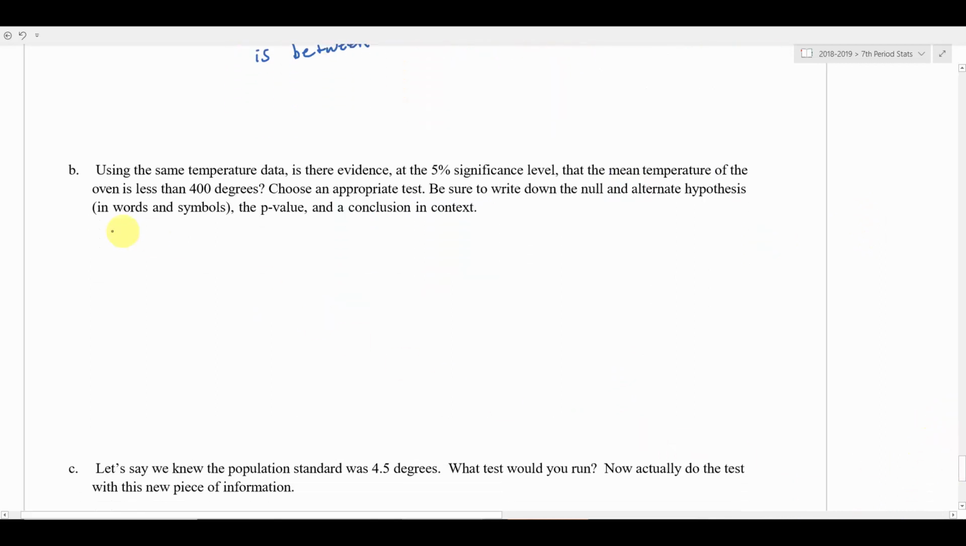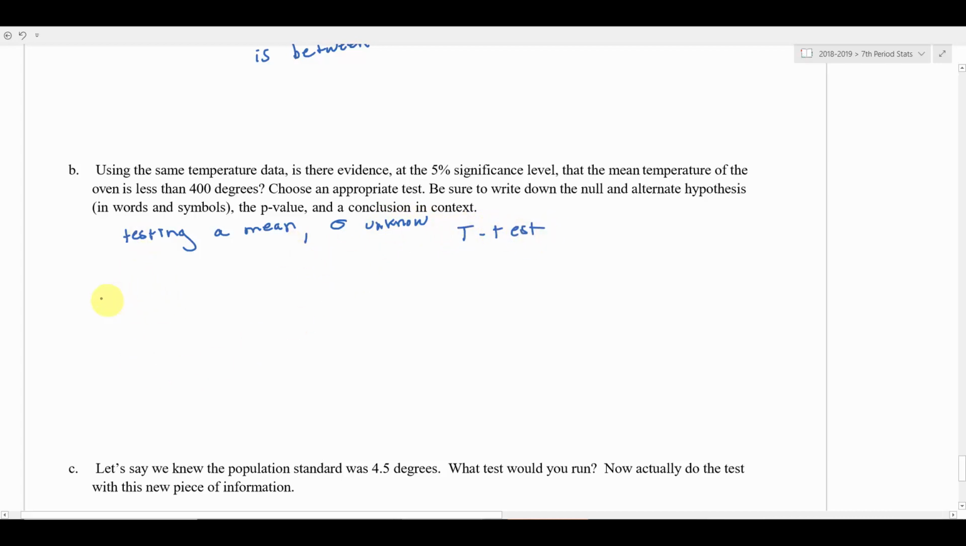All right. So using the same temperature data, is there evidence at the 5% significance level that the mean temperature of the oven is less than 400 degrees? It says choose an appropriate test, write down the null and alternate, the p-value, and the conclusion in context. No problem. So we are doing a test on the mean, right? So this is a test for the mean. And we still don't know this. So this is going to be a t-test.